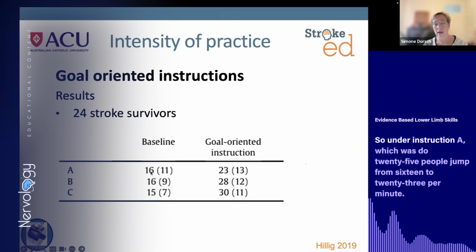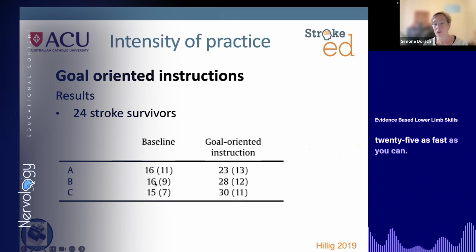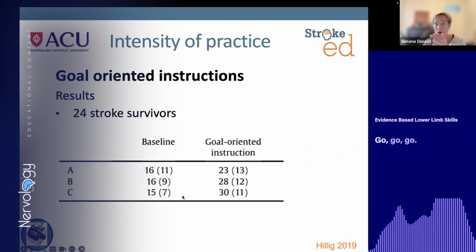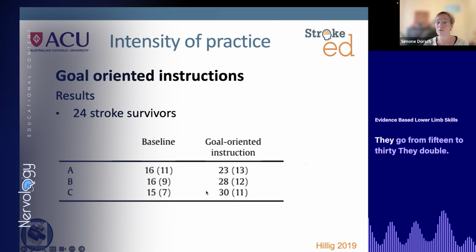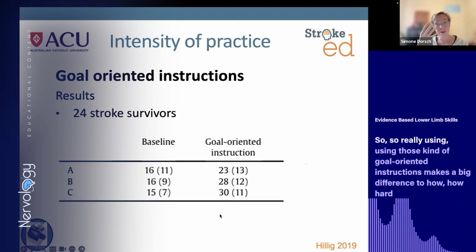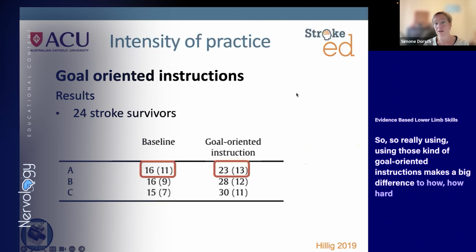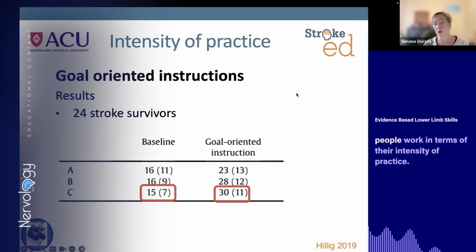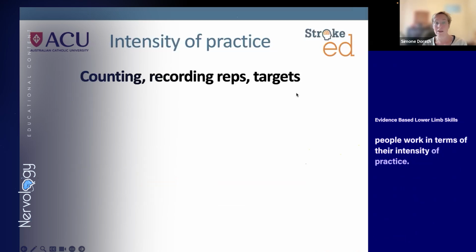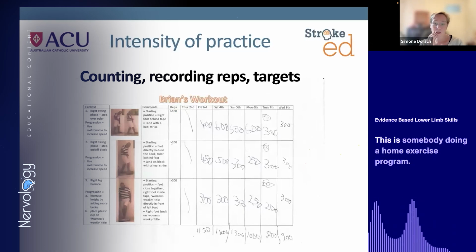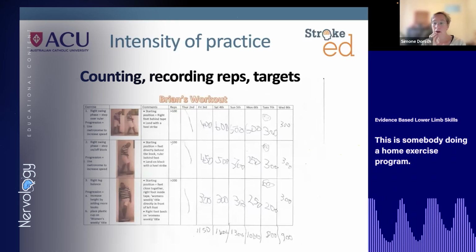So under instruction A, which was do 25, people jumped from 16 to 23 per minute, 25 as fast as you can, 16 to 28. 25 as fast as you can. Go, go, go. Go for your personal best. They go from 15 to 30. They double. So really using those kind of goal-oriented instructions makes a big difference to how hard people work in terms of their intensity of practice. This is somebody doing a home exercise program.